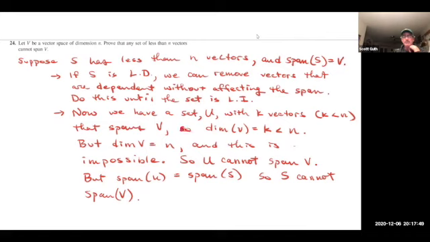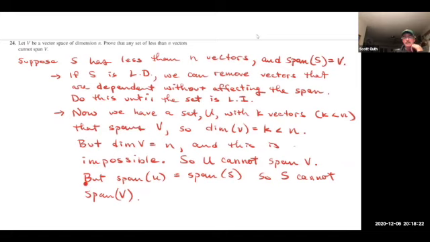So the dimension of V is K, and K is less than n. Remember, the number of vectors in the basis is equal to the dimension of the space. So I've got one set with K vectors, so the dimension is K, and it's linearly independent. But up here it says the dimension is n, so there's a contradiction here. So the dimension of V is n, and this is impossible. So U cannot span V. U is the set of K vectors.